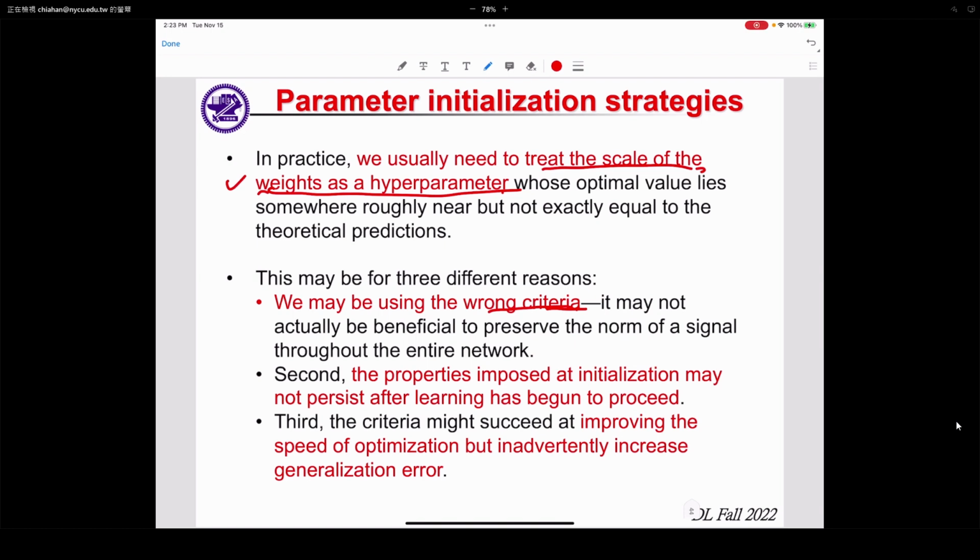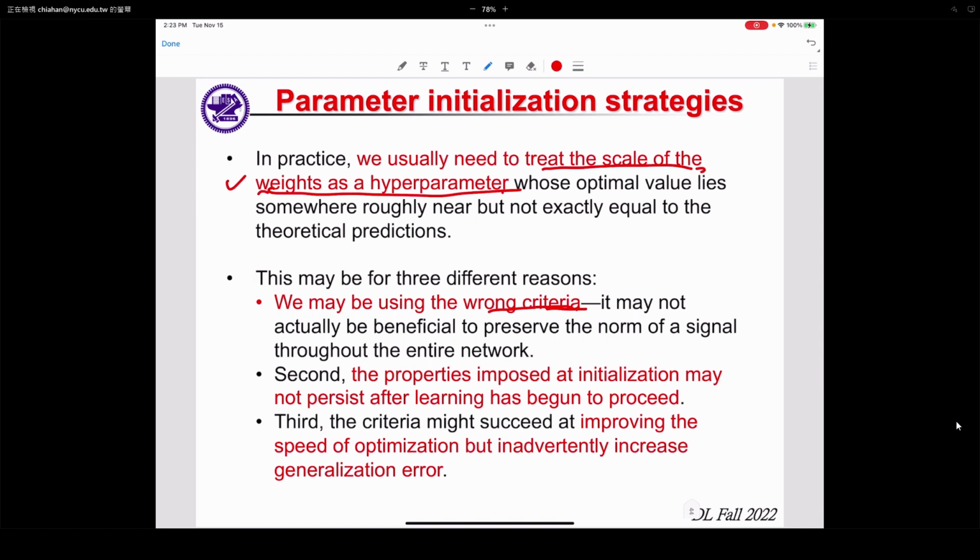The optimization algorithm is an iterative algorithm. It's not guaranteed that you will reach the optimal anyway. So a lot of issues, and that's why it's complicated.